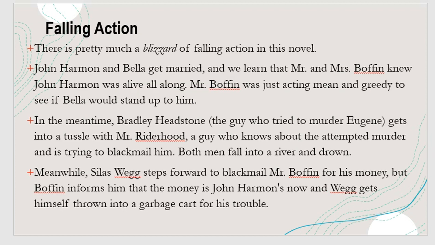And later we have falling action. There is pretty much a blizzard of falling action in this novel. Why? Because it has a lot of dramatic action that moved one by one, and we couldn't really trace all of them. I mention the major ones here. John Harmon and Bella get married, and we learn that Mr. and Mrs. Boffin knew John Harmon was alive all along. So Mr. Boffin was just acting mean and greedy to see if Bella would stand up to him. But she just ignored him.